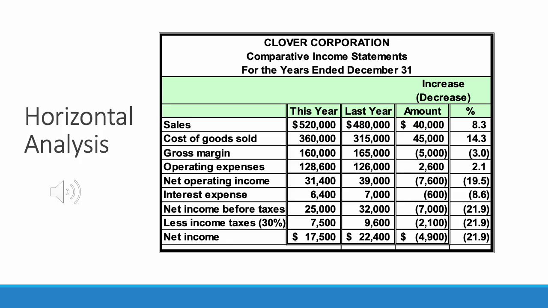We can also apply horizontal analysis to the income statement. This lets us see how items like sales and expenses change from one year to the next, whether they increased or decreased, and by how much. In this example, we can see that sales increased by 8%, but our cost of goods sold increased by 14%. Because costs grew faster than sales, our gross margin decreased.